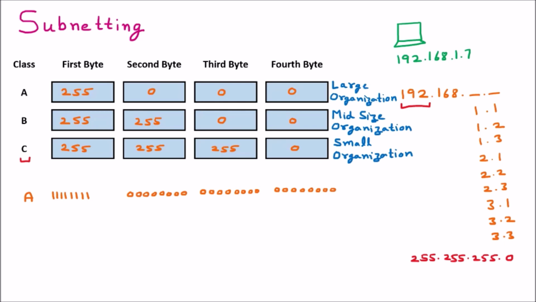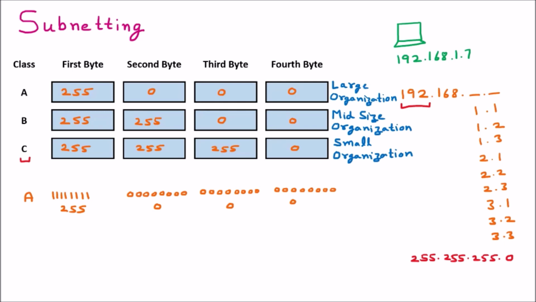So here if we see, the first 8 ones is nothing but 255, and then 8 times 0 is 0, 0, 0. So the above one is the binary representation and the below one is the dotted decimal representation. So based upon that we are going to give the subnet mask.